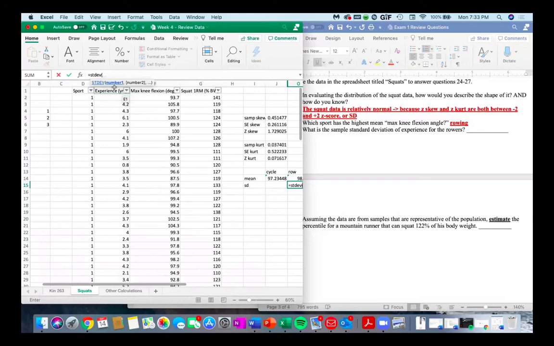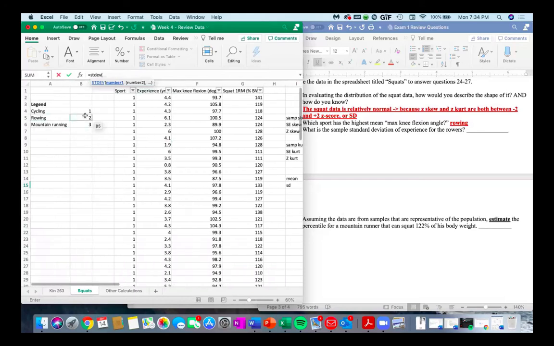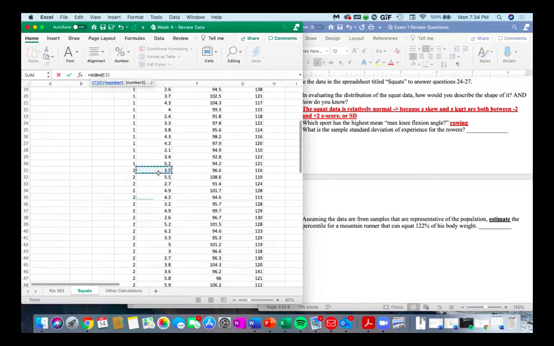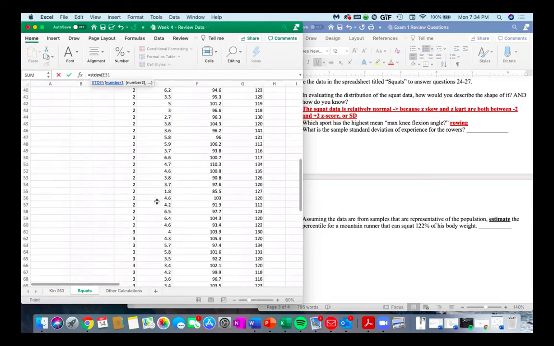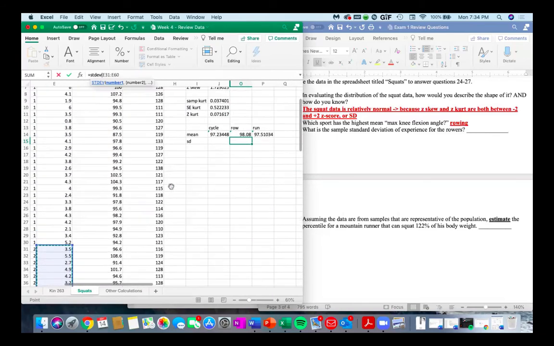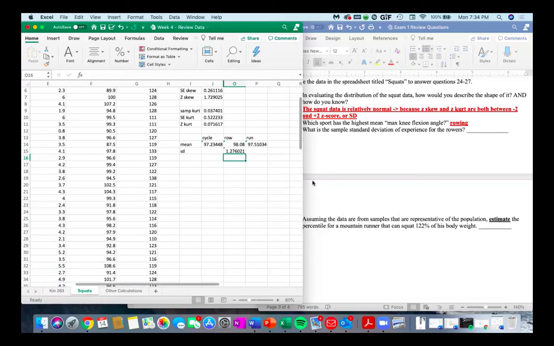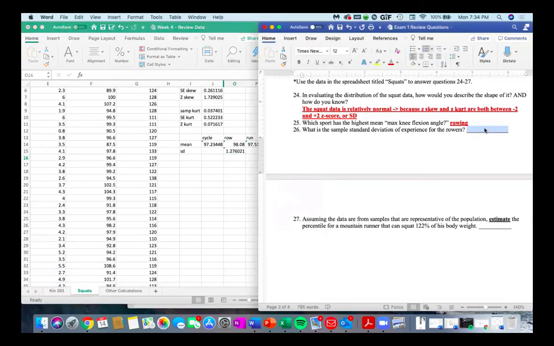And then under experience, right, rowers are represented by the value 2. So in the experience column, we just calculate standard deviation for anyone who has a label of 2. Okay. So in this case, our value is 1.28. Let's round up.